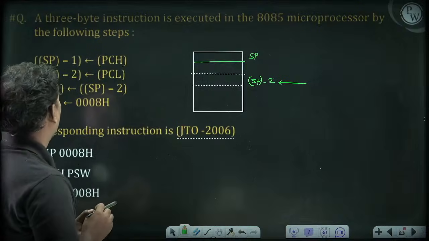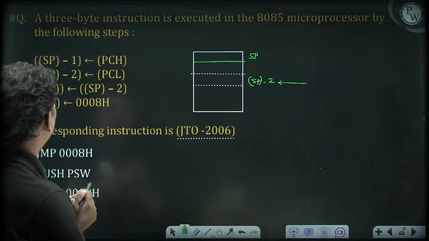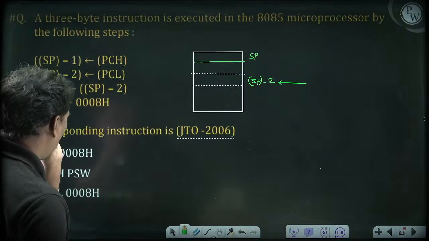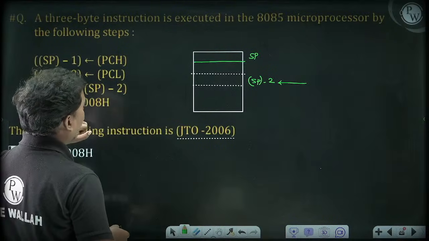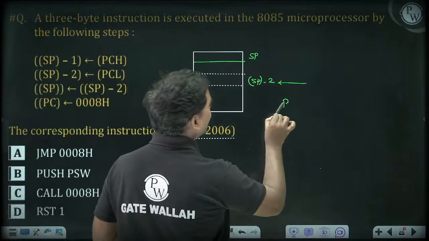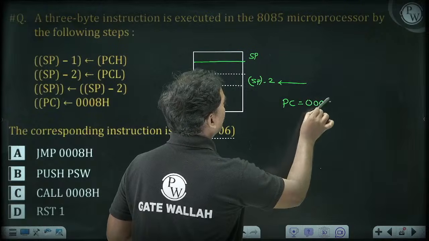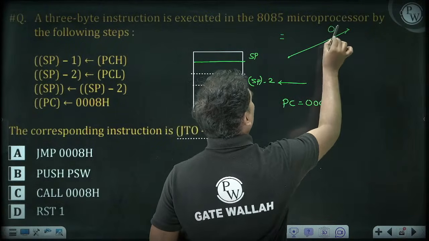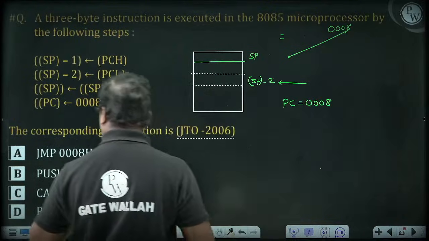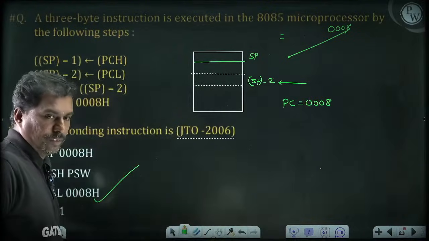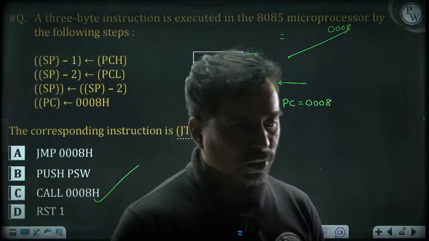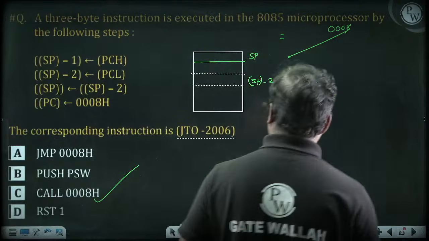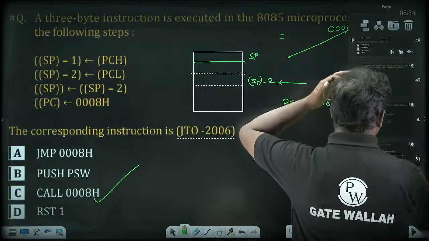Okay, SP minus 1, SP minus 2. The next step is telling that PC is changed. PC is changed means you are going to some other location. From here you are jumping to 008. That means the CALL instruction. Option C is the right answer. So these are some quality questions of microprocessor.